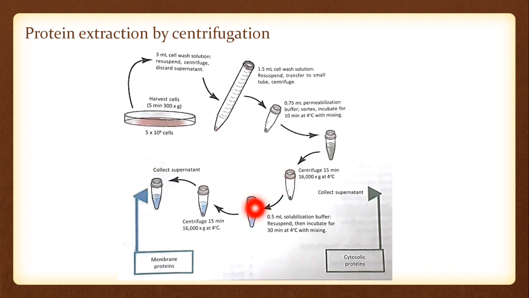These membrane proteins in the pellet, again we will add 0.5 ml of solubilization buffer and resuspend by using vortex. Then incubate for 30 minutes at 4 degrees centigrade with mixing. Again centrifuge 50 minutes at 16,000 G at 4 degrees centigrade. Collect the supernatant, which contains the membrane proteins.